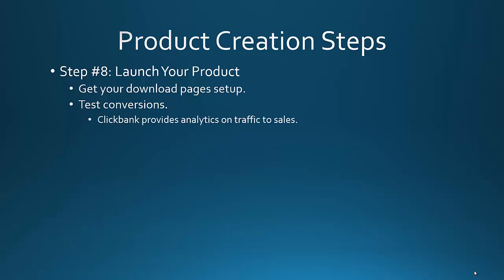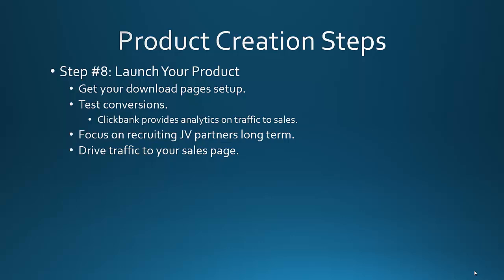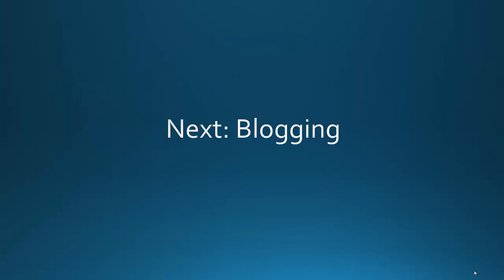Step number 8 is to launch your product. Get your download pages set up so you can deliver the material. Test your conversions, kind of understand how your product's converting. ClickBank provides analytics on traffic to sales. So they'll give you some basic analytics, like this is how many hops, they call them, how many times people hopped through your link into your website. And then focus on recruiting JV partners for the long term. That's what you would do here in step number 8 after your product gets launched. And then drive all the traffic you can to your sales page and ultimately to your email list, and then send those people from your email list to your sales page to get them into your sales funnel.